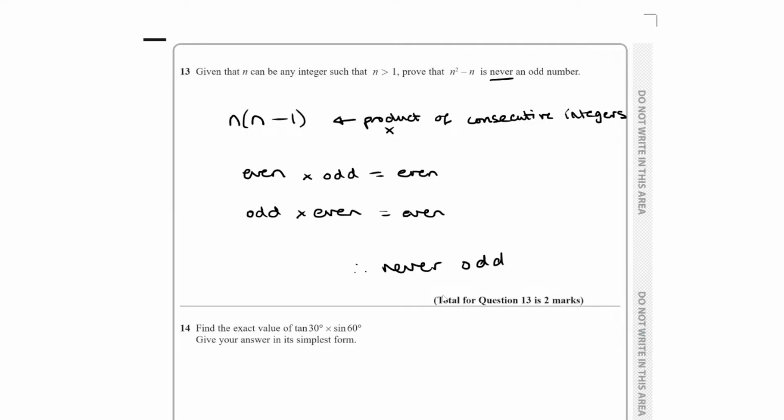Yeah, no, don't substitute, because it says prove... Well, actually, it doesn't say here, to be fair. Normally it says prove algebraically. This is algebraic proof. They want you to prove that it's never an odd number.